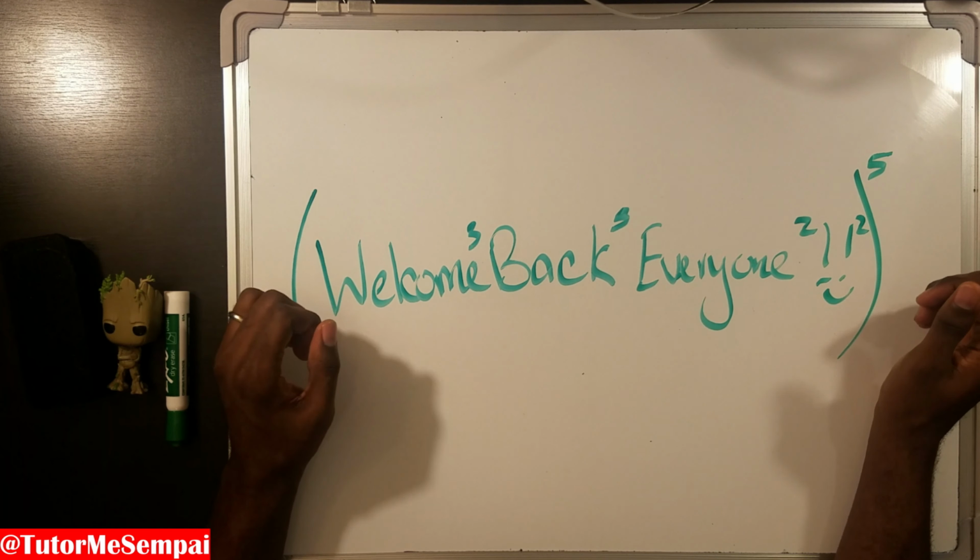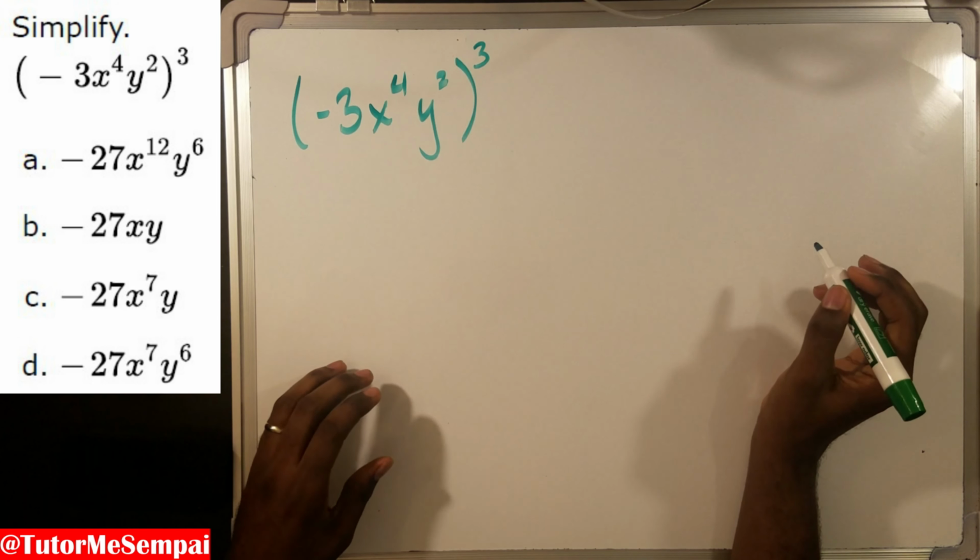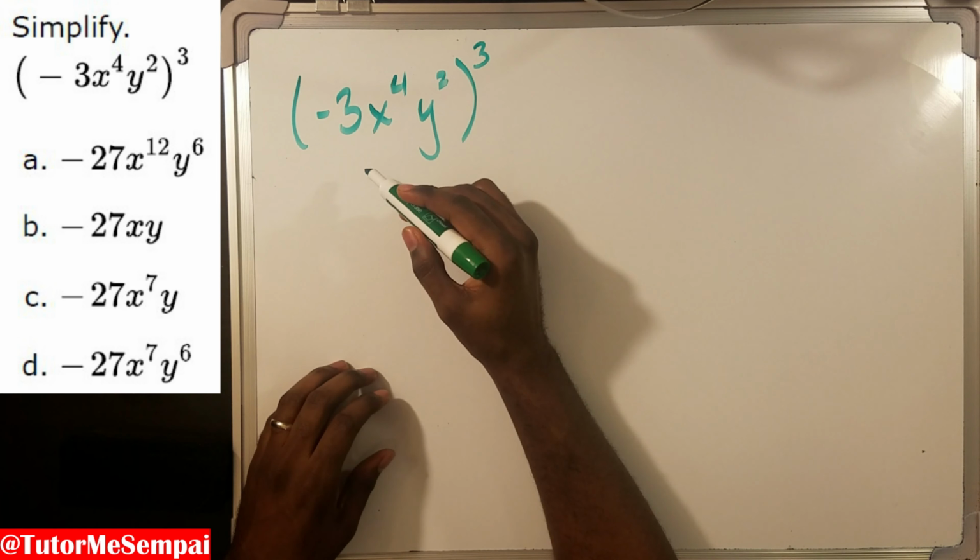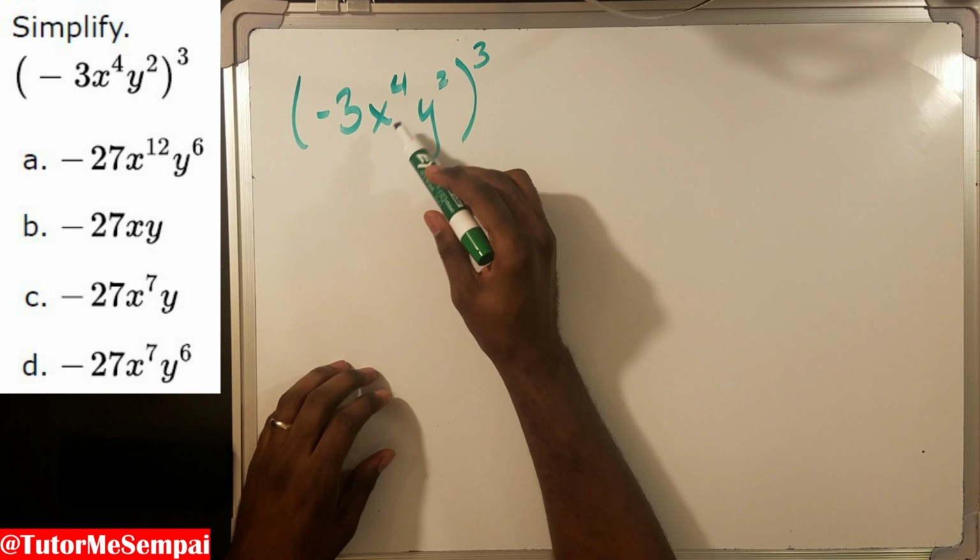Well, without further ado, let's jump straight into our question for today. Our question for today has us simplifying -3 times x to the 4th power times y squared, all cubed.